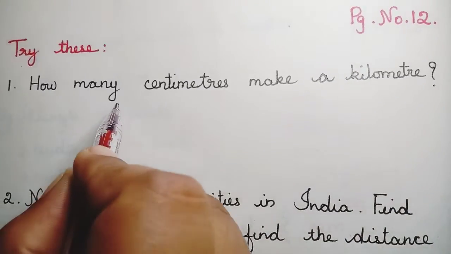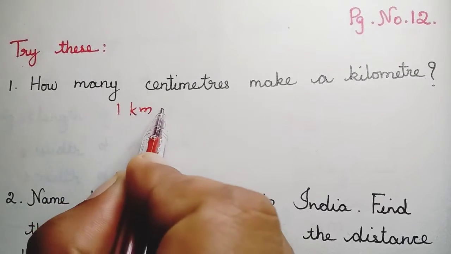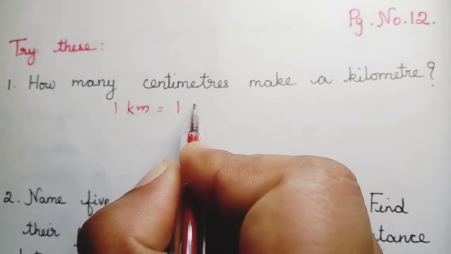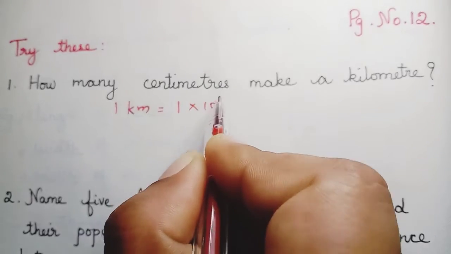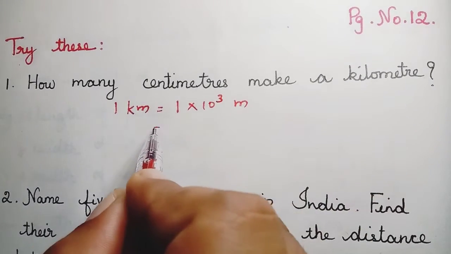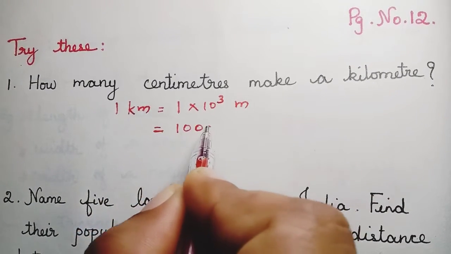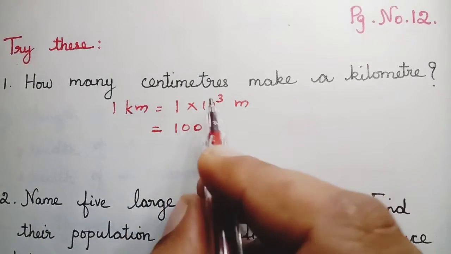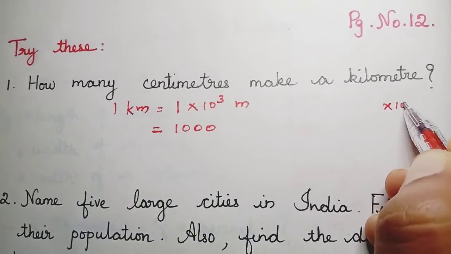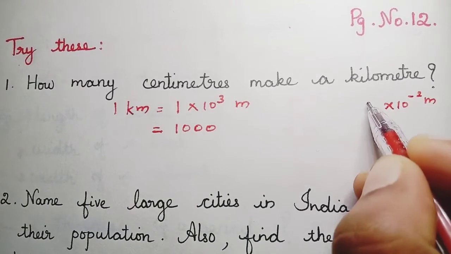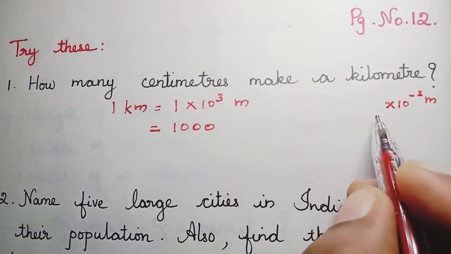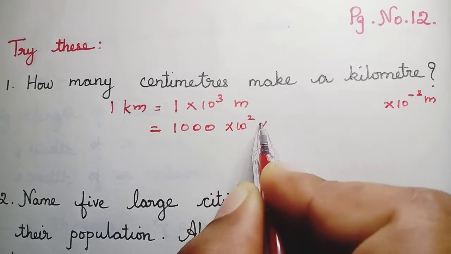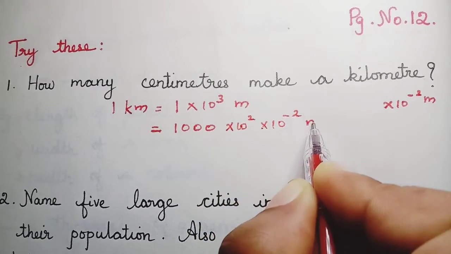For that you have to write 1 kilometer first. So what is kilo? Kilo means 10 to the power 3. So 1 into 10 to the power 3 meters. You can rewrite it as 1000 meters. Now you have to change it to centimeter. Centimeter means it is 10 to the power minus 2 meters. So if you want to convert to centimeter, you have to multiply 10 to the power 2 and 10 to the power minus 2 meters.